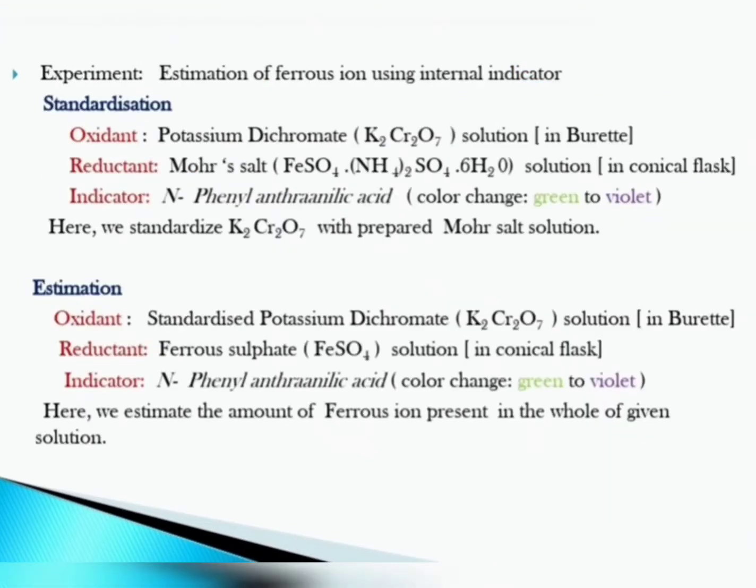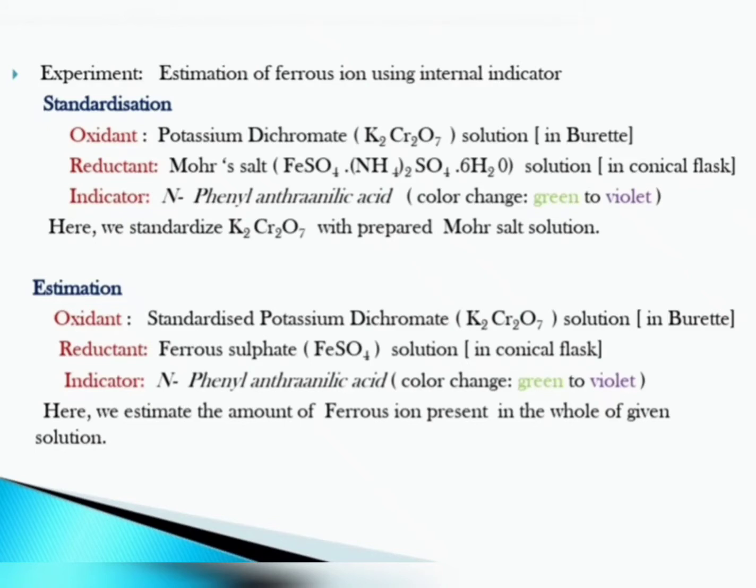The experiment is to estimate the amount of ferrous ion using an internal indicator. The internal indicator N-phenylanthranilic acid added here is dissolved in the solution that is undergoing the main reaction, that is the redox reaction between potassium dichromate and the reducing agent. So there are two steps, standardization and estimation.